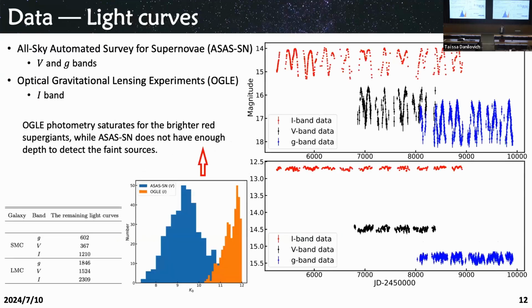We also obtained the light curves. The V and G band light curves are from ASAS-SN, and I band light curves are from OGLE. It's important to note that the OGLE photometry was saturated for the bright stars, so it only includes the faint ones, and the ASAS-SN light curves didn't have enough depth to detect the faint sources, so it only includes the bright ones. This figure shows two examples of light curves in these three bands, and the number of the light curves we collected are shown here in this table.